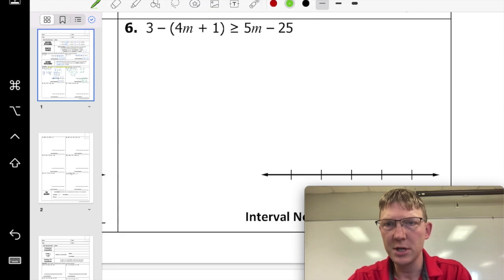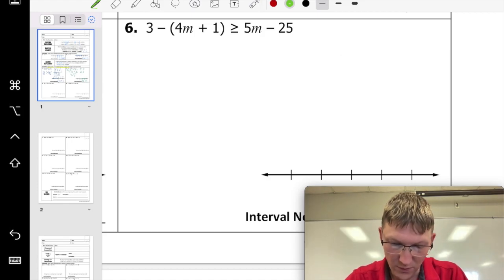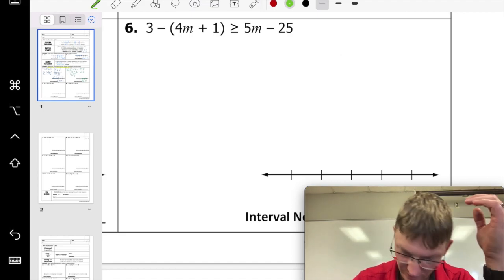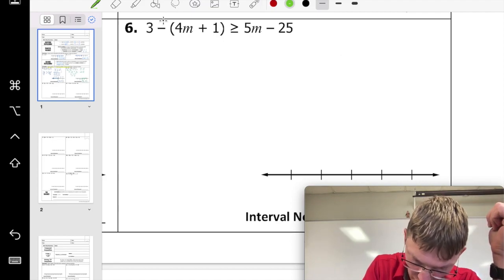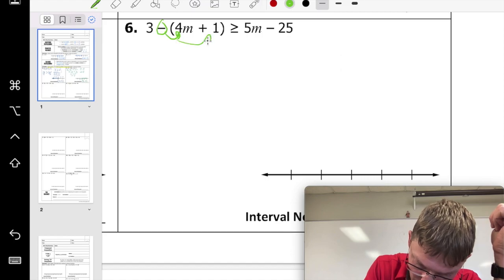I skipped over to number 6 so you can see some inequality switching action, and just because it's fun, why not? So number 6, again, we got some parentheses, we got some other stuff, so let's just simplify it, see where we get. So we're going to distribute that negative sign to all of these numbers.